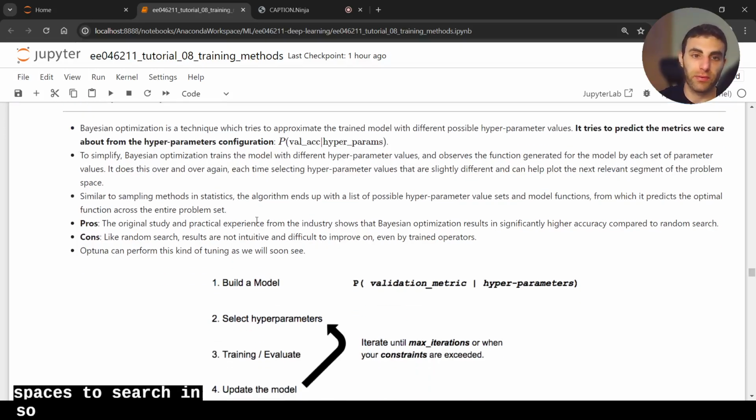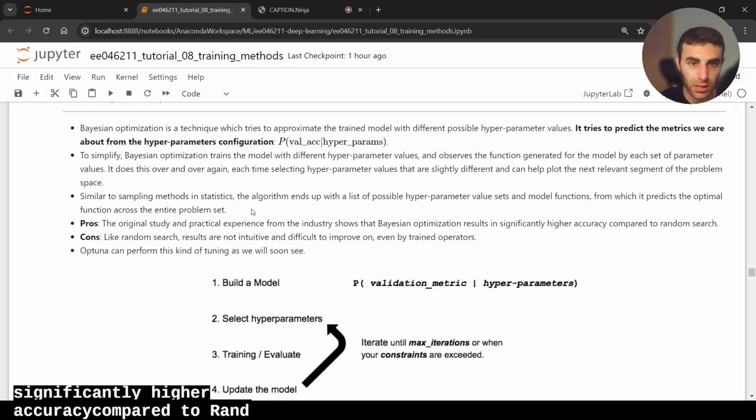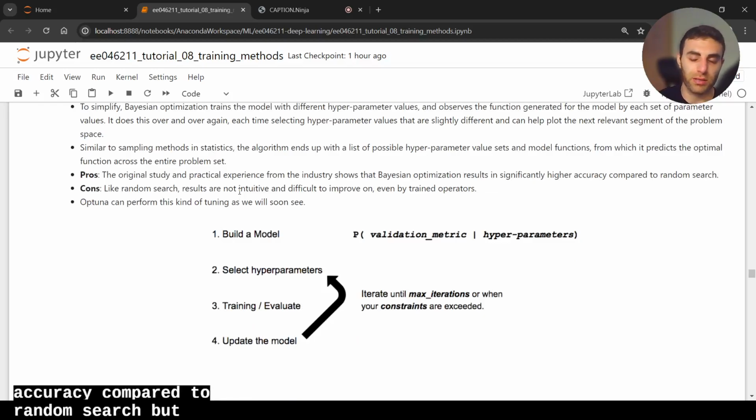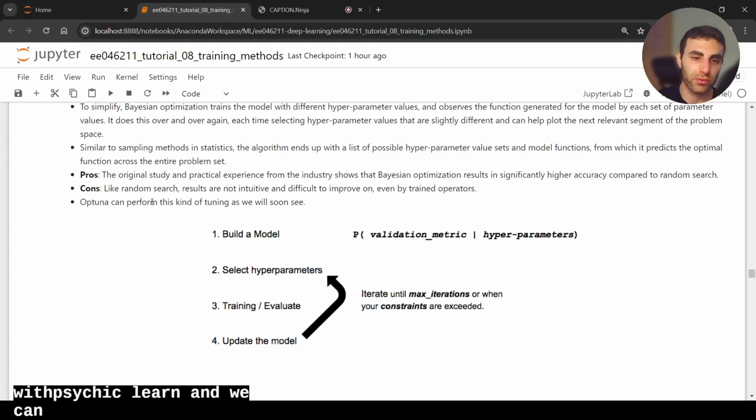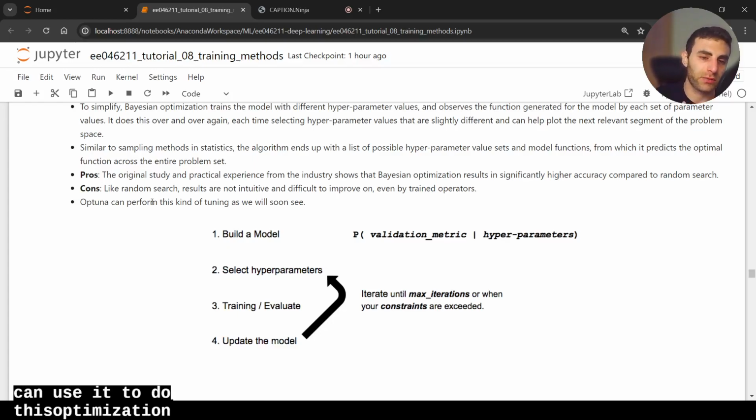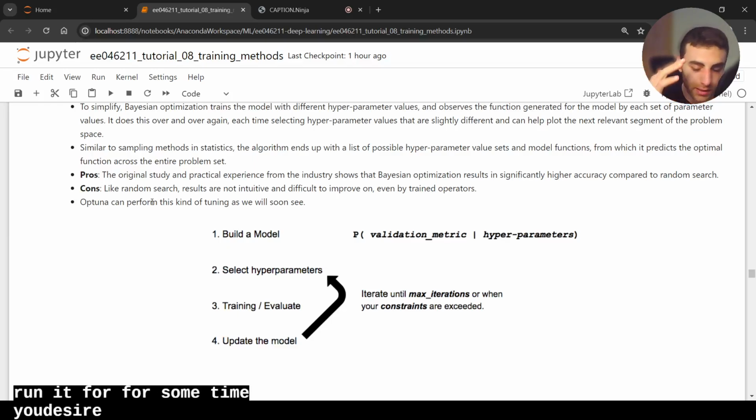So it was found that for practical applications, Bayesian optimization results in significantly higher accuracy compared to random search, but still we don't have any explanation for why it works better. Now, Optuna is a framework that integrates nicely with PyTorch and with Scikit-learn, and we can use it to do this Bayesian optimization. So we just run it for some time you decide, and then come back and see what worked best. So just send and forget.